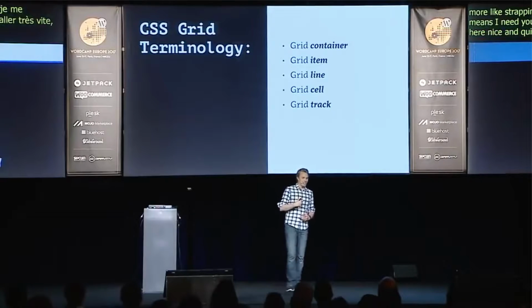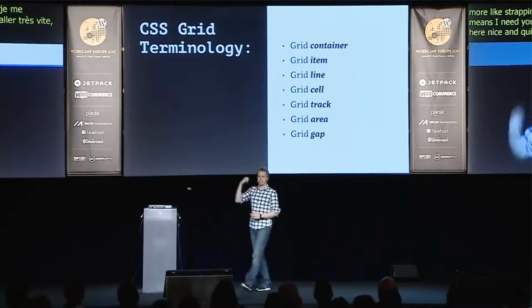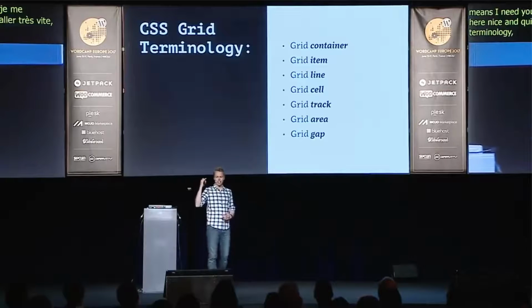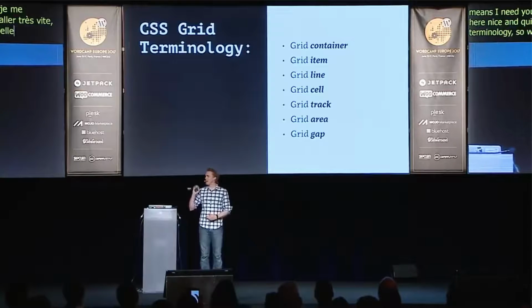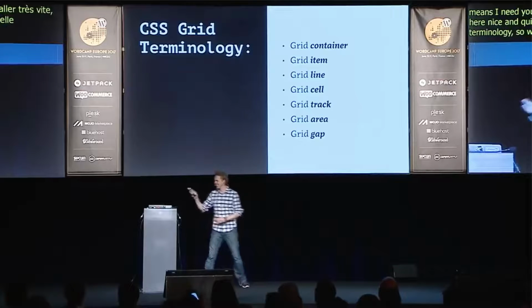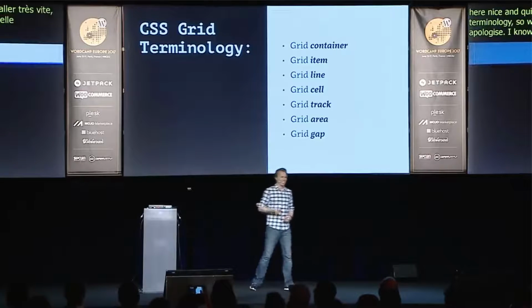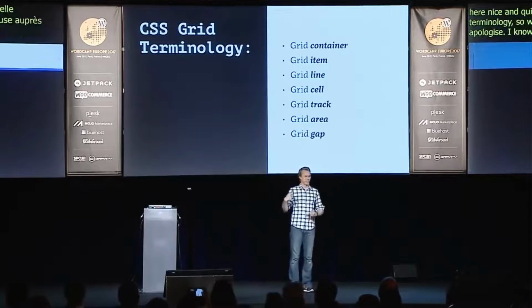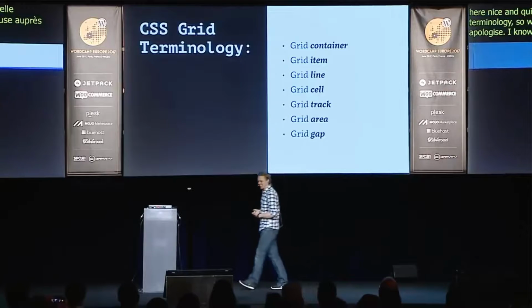CSS Grid needs new terminology. So we have grid container, grid item, grid line, grid cell, grid track, grid area, grid gap. I apologize. I know you have to do this. There's a simultaneous translator who does not appreciate me speaking fast.